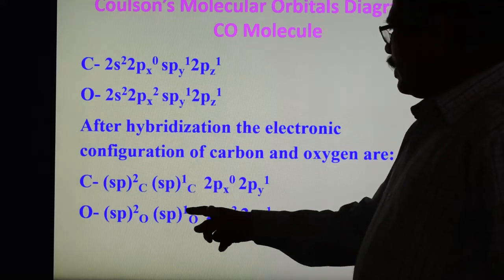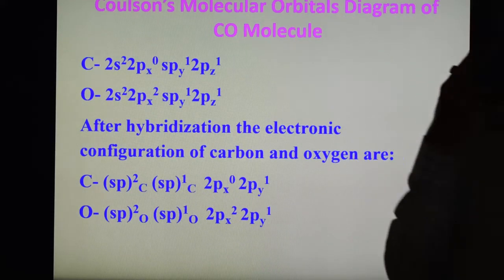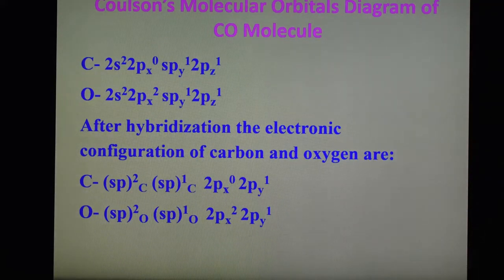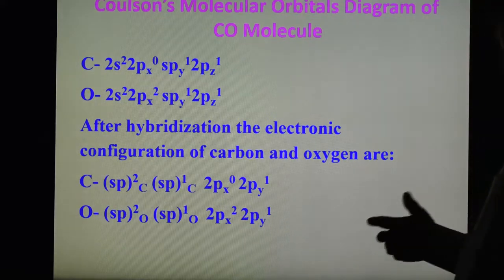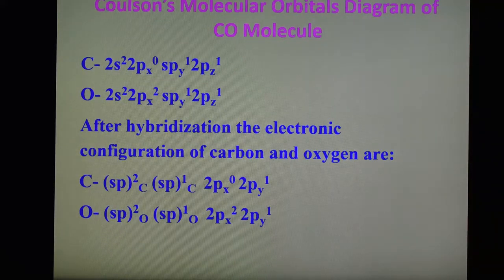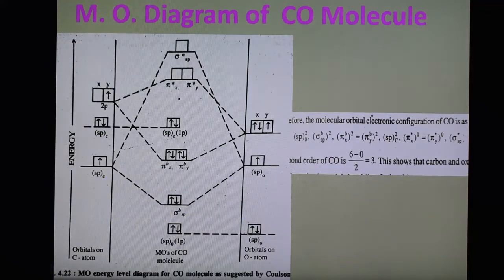Sp_c1 and sp_o1 overlap, forming two orbitals, sigma sp and sigma star sp, the bonding and anti-bonding molecular orbitals. The px and py orbitals overlap, forming pi 2px and pi star 2px, pi 2py and pi star 2py. So bonding and anti-bonding molecular orbitals are formed. All this formation of bonding is shown in the molecular orbital diagram of the CO molecule given by Coulson.